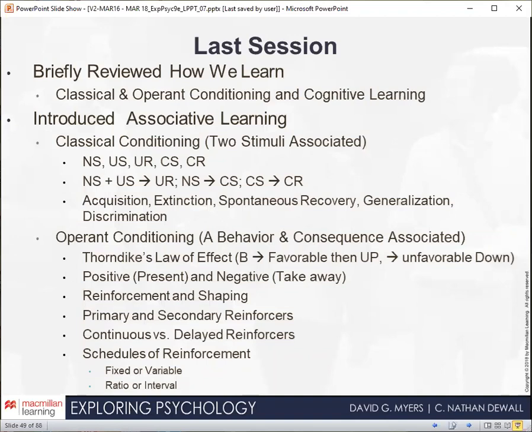Primary and secondary reinforcers were also discussed. A primary reinforcer is a reinforcer that is naturally rewarding and reinforcing to the organism, like food, for example. Secondary reinforcers are things that we have to learn, that we become conditioned to, like money. Money has no real value. The only value that money has is sort of indirect, in that it allows us to get primary reinforcers.